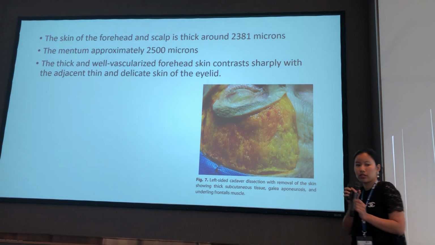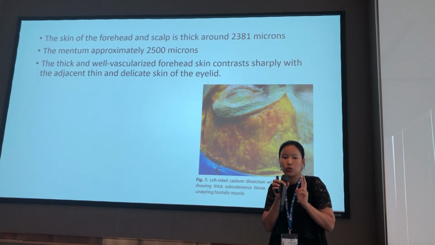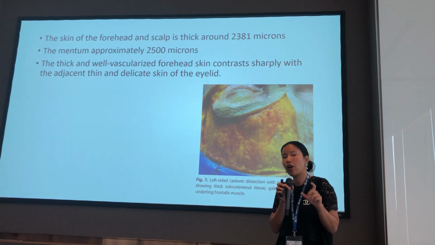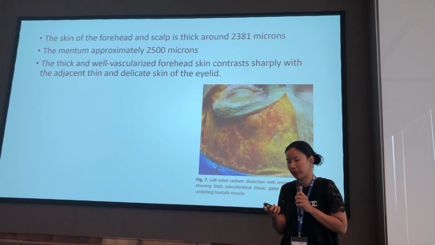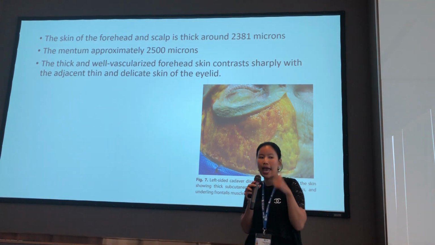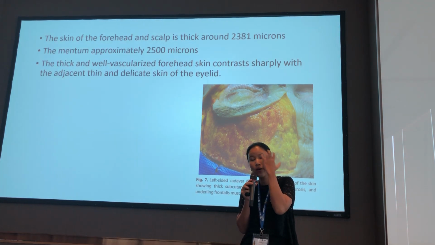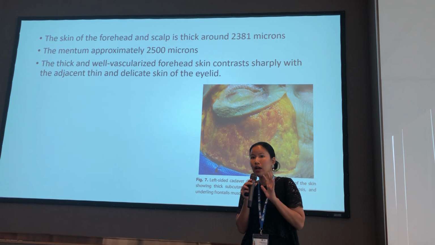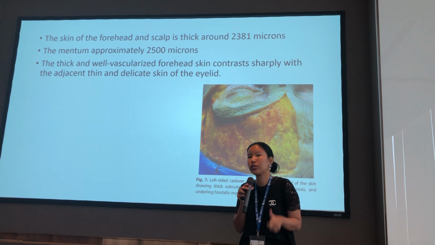So the skin of the forehead is very, very thick. It's around 2,381 microns, which is nearly the thickest skin of the face, besides the mental area, which is thicker. So the skin of the forehead and the area adjacent to it is really high contrast, because the periorbital skin is really thin. So you have to be careful when you inject this area and that area, because the sense in the hand is totally different. The depth is totally different when you use the same force.